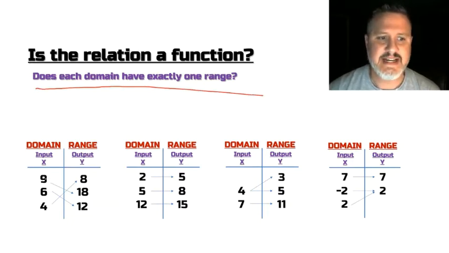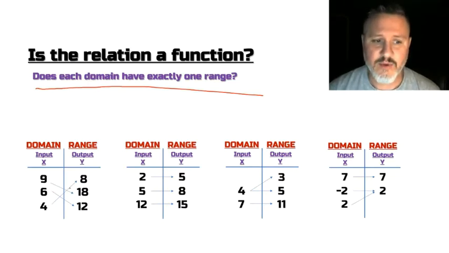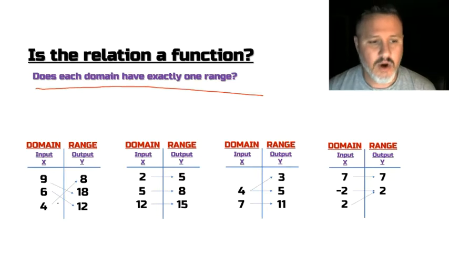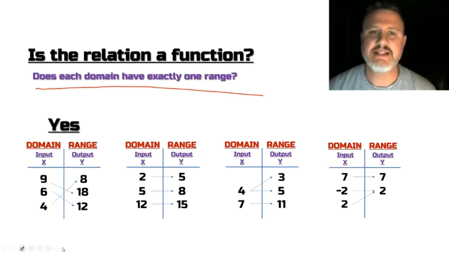So let's look at this 9. Does this 9 have exactly one range? Or in other words, does it have one arrow coming off it? And the answer is yes. Does this 6 have one arrow coming off it? Yes. And does this 4 have one arrow coming off it? And the answer is yes. So all these domains have exactly one range. So that is a yes.